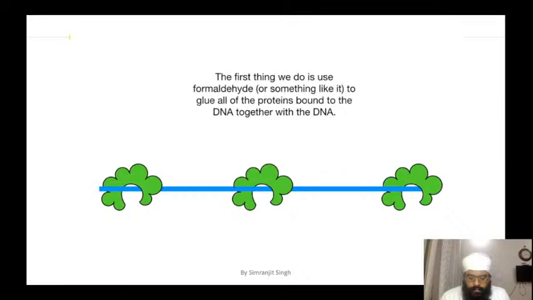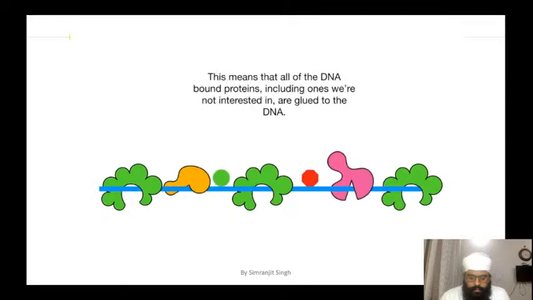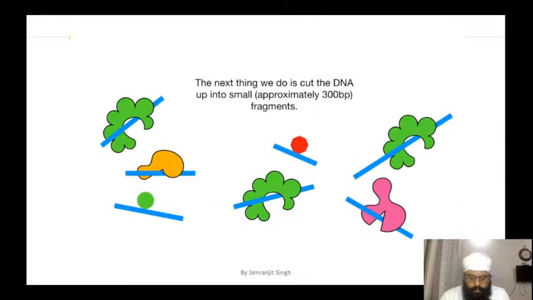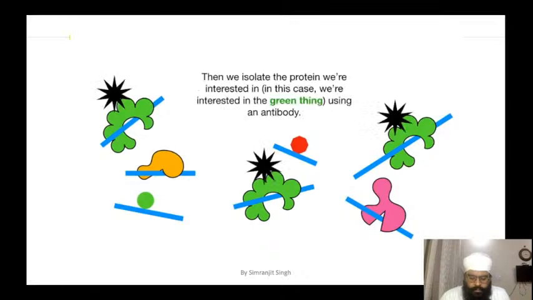The first thing we do is use formaldehyde, or something like it, to glue all the proteins bound to the DNA together with the DNA. This means that all of the DNA-bound proteins, including the ones we're not interested in, are glued to the DNA. The next thing we do is cut the DNA up into small, approximately 300 base pair, fragments. Then we isolate the protein we're interested in, in this case the green thing, using an antibody.